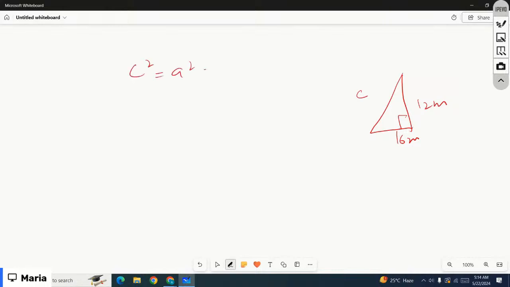C square equals A square plus B square, that is 12 square plus 16 square. 12 square is 144 and 16 square is 256. So I think together they make 400, isn't it? So C equals 20, right?